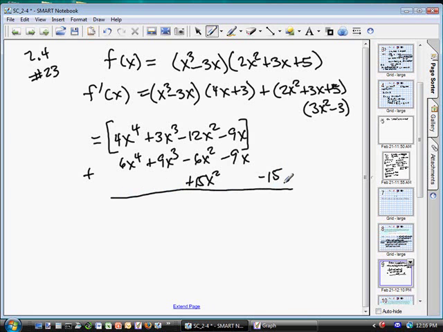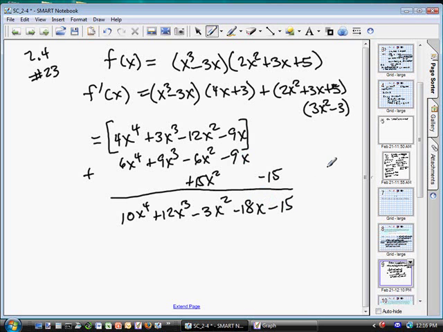Now, if you can follow all of that, we're going to add it all up. That would give us 10x to the fourth, positive 12x cubed. What do we have? Negative 18x squared plus 15 is negative 3x squared. Negative 18x minus 15. Playing games up here? Okay. Product rule.